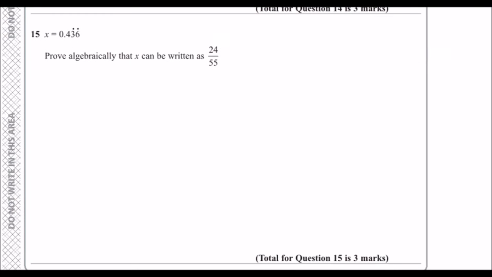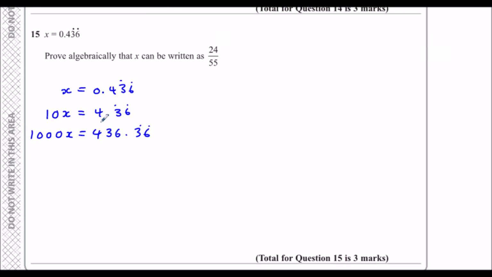Okay, question 15. So we've got x equals 0.436 recurring, so 0.4363636, and we need to convert it to a fraction, so prove algebraically that it can be written as 24/55. So we're going to start with our x equals 0.4363636, and we're going to get two things that end in 36, the recurring part. So if I multiply by 10, I get 10x equals 4.36 recurring, 4.363636. And if I multiply by 1,000, I have 1,000 x's, that would be 436.36 recurring.